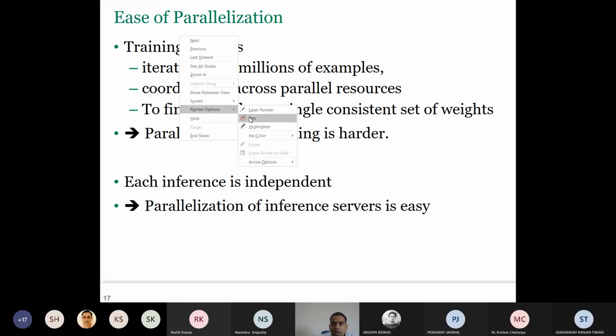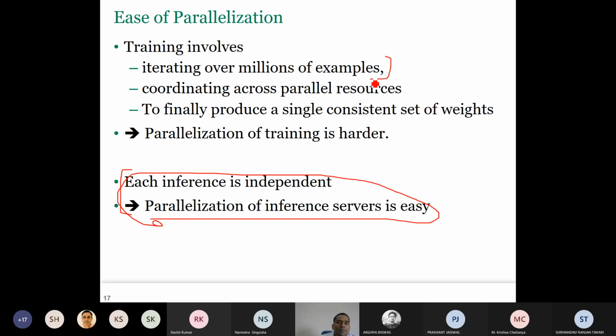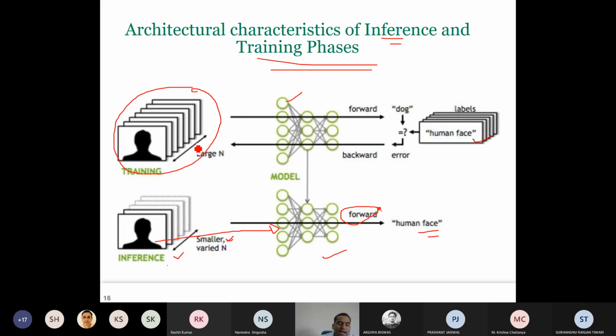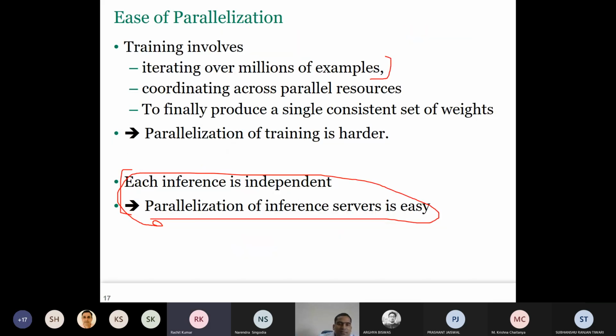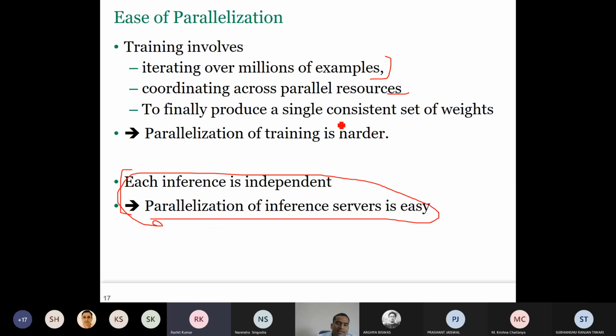Okay. So now let us see ease of parallelization. In inference, each inference is independent, so you can easily parallelize the inference servers. Parallelization of inference servers is very easy. However, training involves iterating over millions of examples. For example, here you can see this is very large, and you will have to coordinate over all the examples and over parallel resources. And finally, by doing the forward and backward passes on all those images, you get a consistent set of weights. So parallelization of training is much harder.